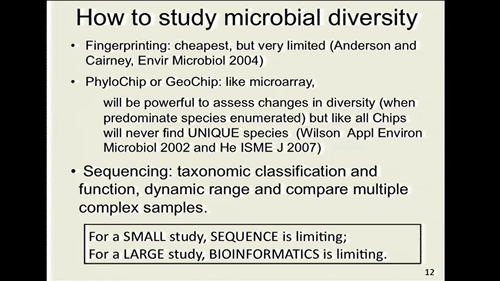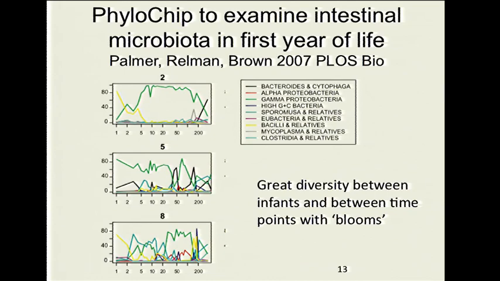So that brings us to sequencing, because sequencing is gene discovery. This is how you can find a full dynamic range and compare multiple complex samples. For a small study, the sequencing may be limiting, but for a large study, and I would actually even say for a small study also, the bioinformatics becomes limiting, because most of the programs that I'll talk about for sequence analysis do require you to dive right in and do some command line programming, or at least run it on the command line, and have some understanding of what may be the issues associated with your sequencing.